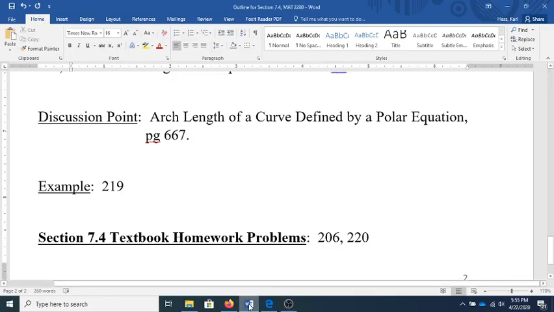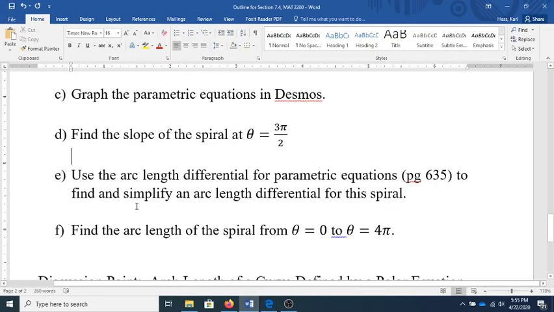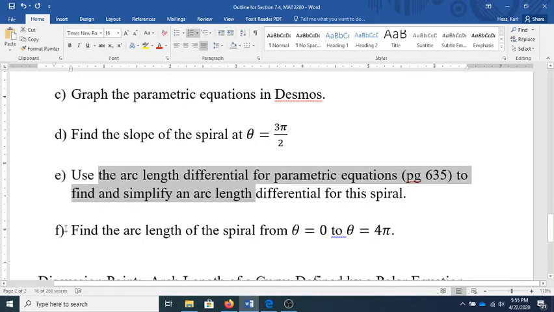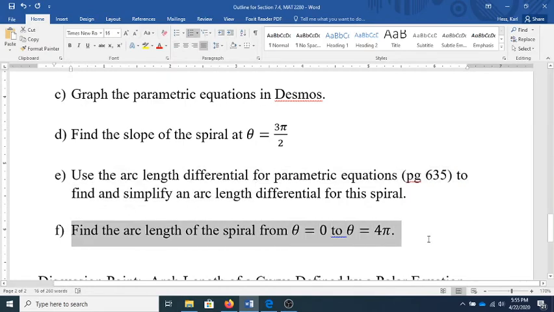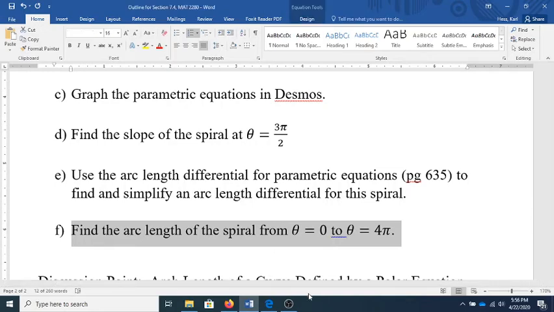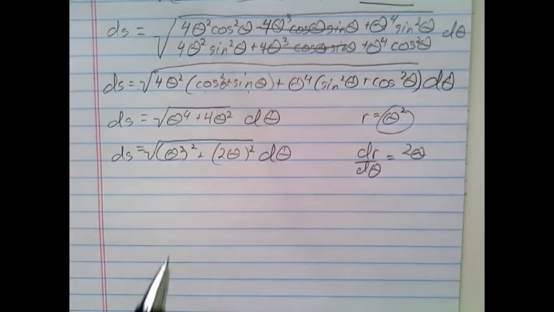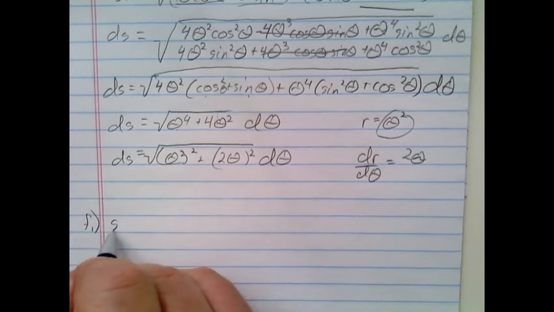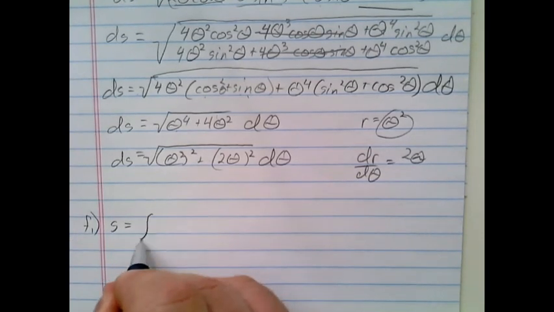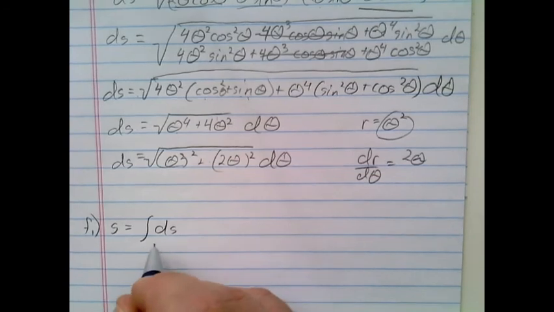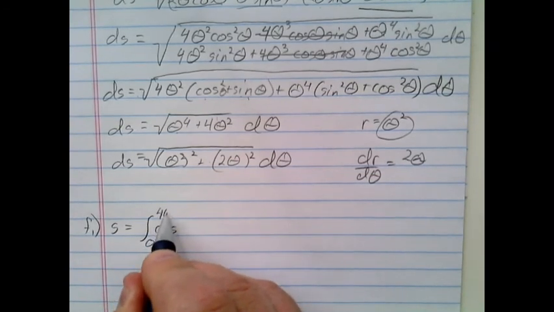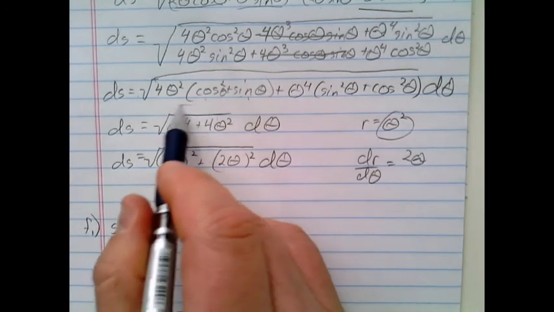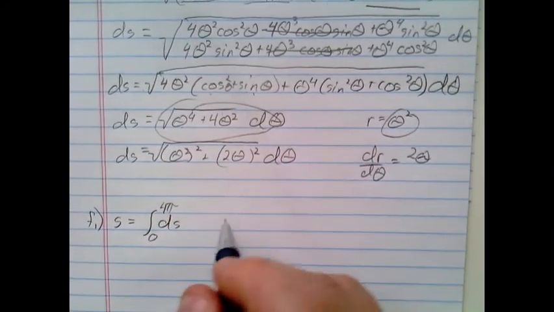So what were we even doing? We did part E, we found our arc length differential, but now let's finish it out. Let's find the length of our spiral from theta equals 0 to theta equals 4 pi. Alright, so part F. We're going to find our arc length by integrating our arc length differential from 0 to 4 pi. And here's our arc length differential right here.